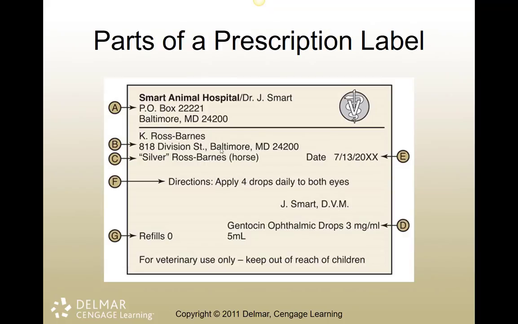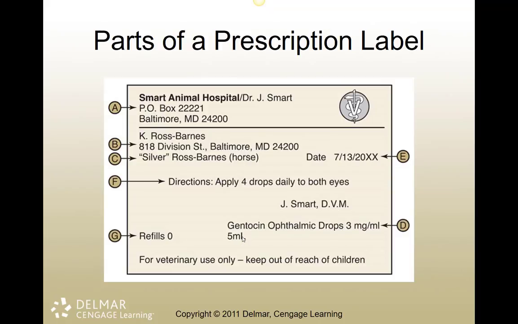The animal's name, here in Texas, we require address only if it's a controlled substance. Name of the animal, Silver Ross Barnes here. Species is a horse. The date dispensed, July 13th, 2016, let's say. Directions, apply 4 drops daily, both eyes. Name of the veterinarian, once again, that's ordering this medication to be dispensed. 0 refills. And this is the name of the drug, Genocin ophthalmic drops, 3 milligrams per milliliter.